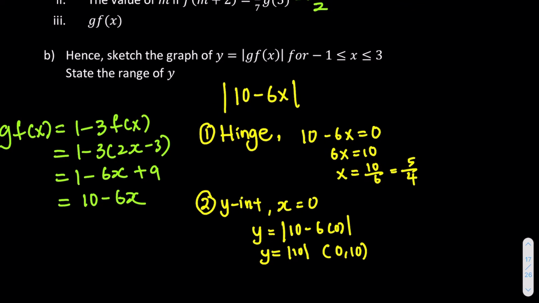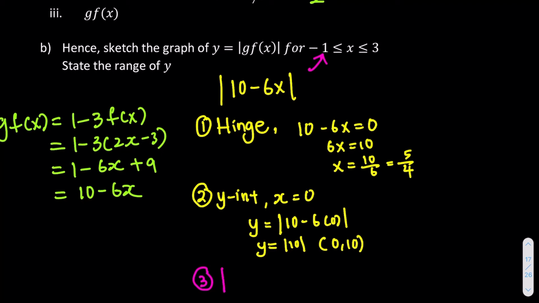Then the next step is just to find the minimum and maximum. Our minimum point is -1, I mean the most left hand side. So we try 10 minus 6 times -1, we have 10 plus 6, which is 16. So we have the point (-1, 16).